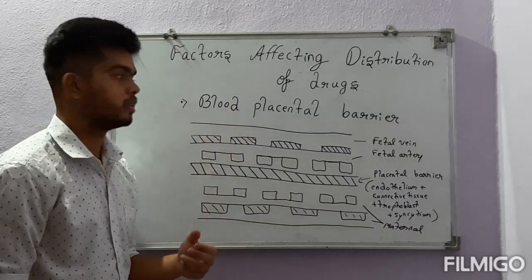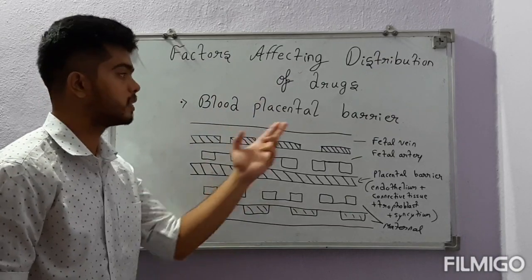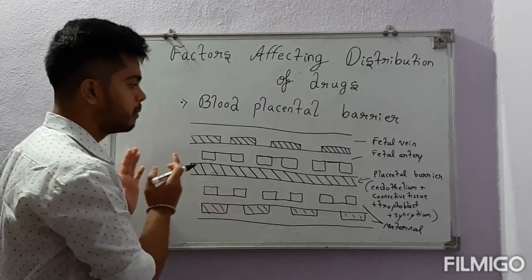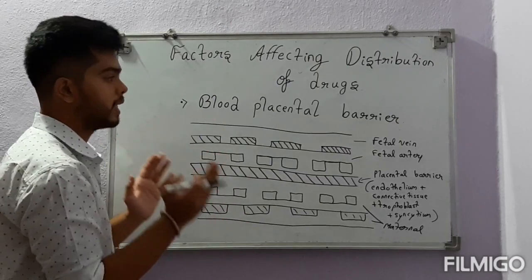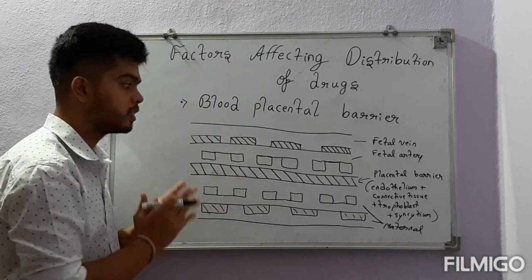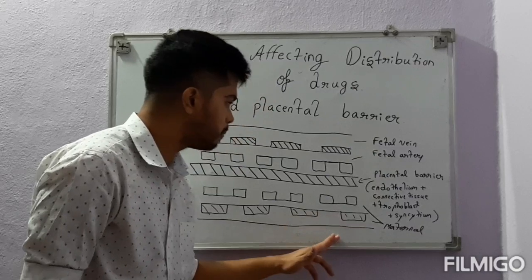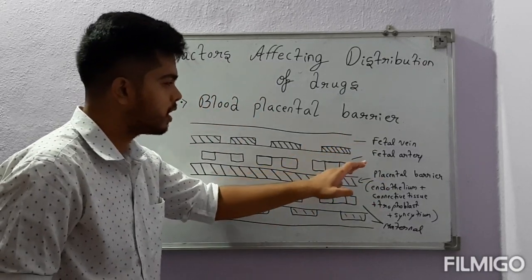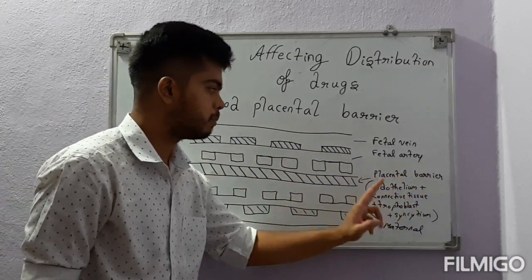Blood placental barrier. From the point of view of drug administration, the blood placental barrier is very important, as we know that the mother and the fetus are very much connected in cells. So the blood placental barrier is very important in that aspect. While looking at the blood placental barrier, it's made up of fetal vein, fetal artery, maternal vein and artery, and here is the placental barrier.